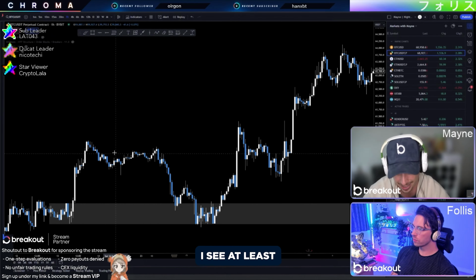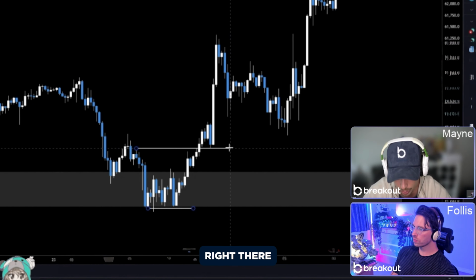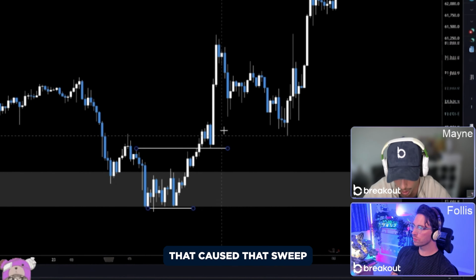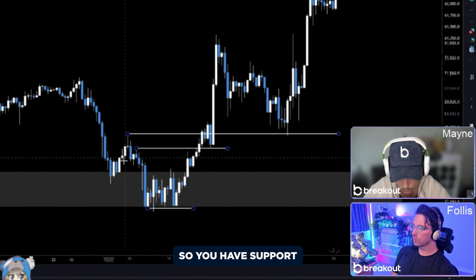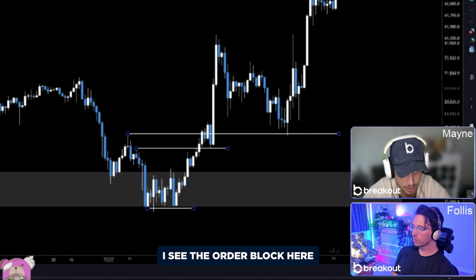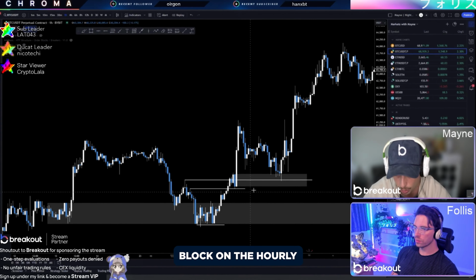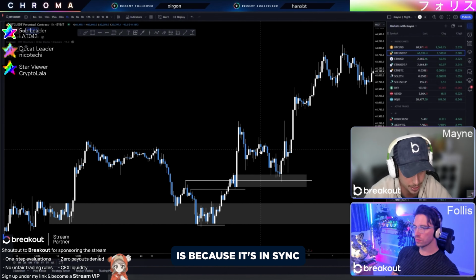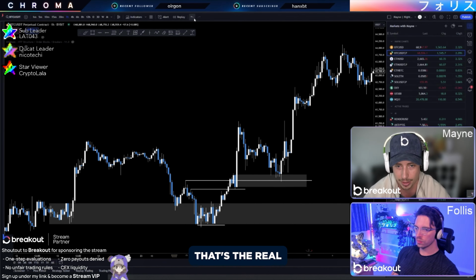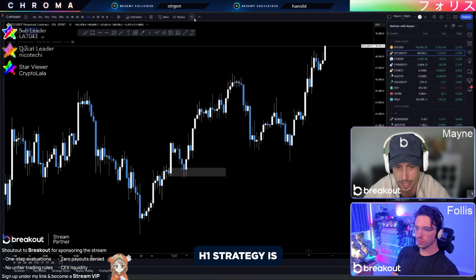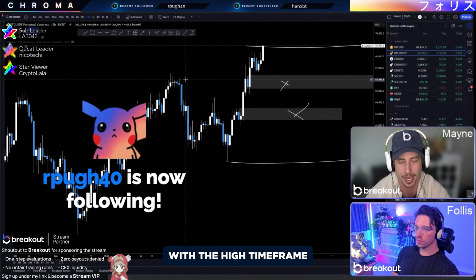You see, I see at least 3 opportunities here. I see the sweep here, and then the breaker entry right there. So there's your breaker block that caused that sweep. I see this is just kind of a basic SR entry right here. So you have support, a resistance that becomes support. I see an order block here. And the reason that this order block on the hourly gives you this large move to the upside is because it's in sync with the H12 being bullish, right? That's the real essence of the H12, H1 strategy, is you're looking to find the exact point when the low time frame syncs back up with the high time frame.